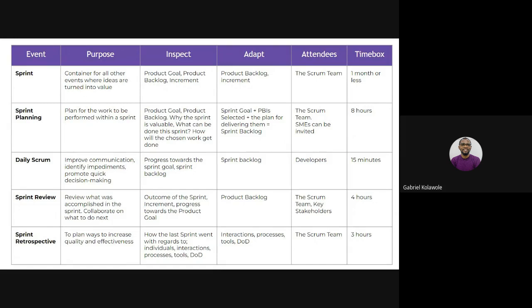Okay, let me ask this question before I go to team development. Of all these events, please use the chat box. Of all these events, which one do you think, or would you say, is the most important? Which of these Scrum events will you say is the most important?